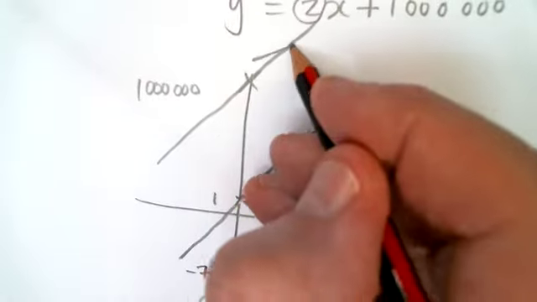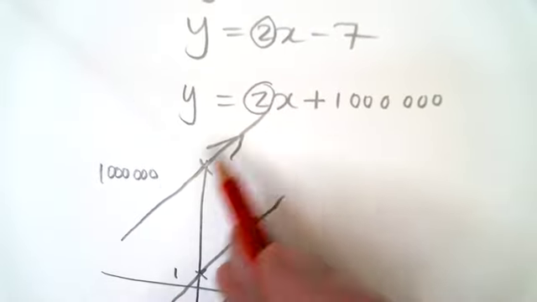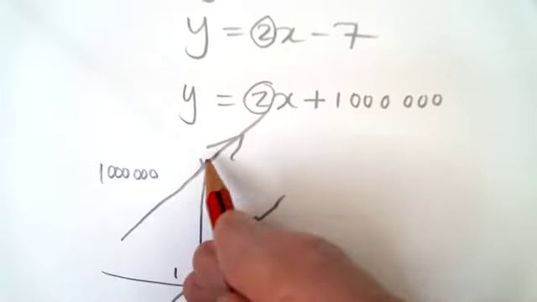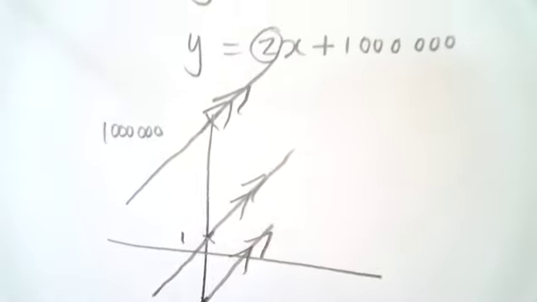So all of these lines here would in fact be parallel. And the arrows here, not the arrow at the end, indicate that these are all parallel to each other. All right, so that's parallel lines.